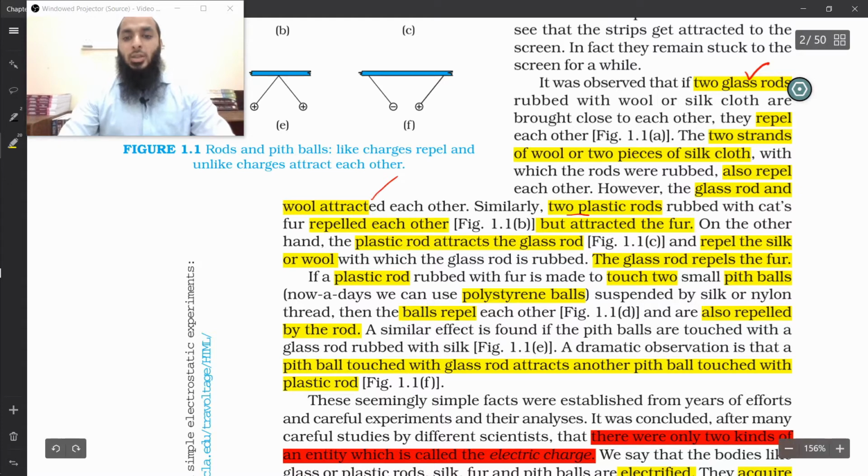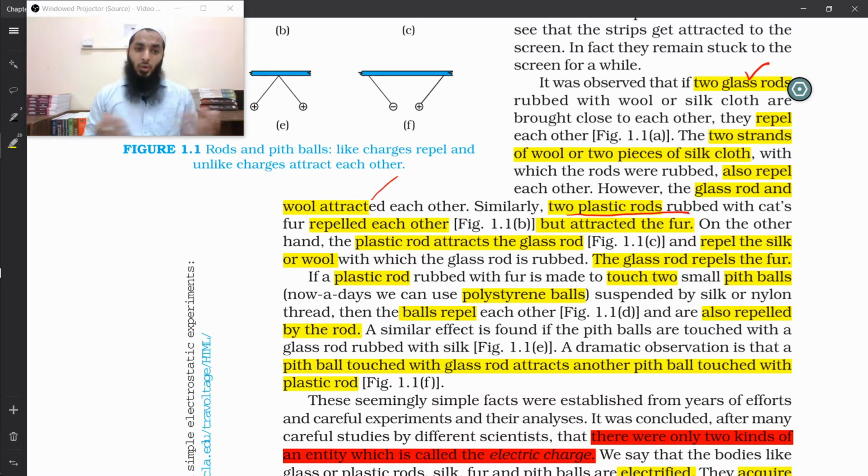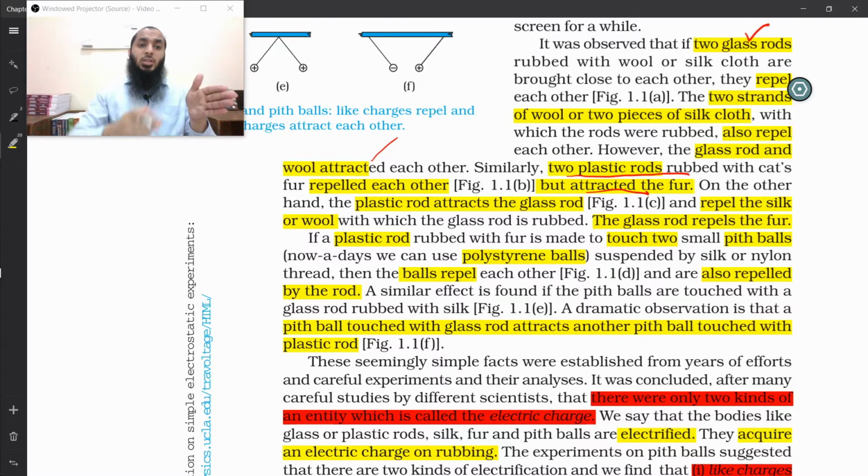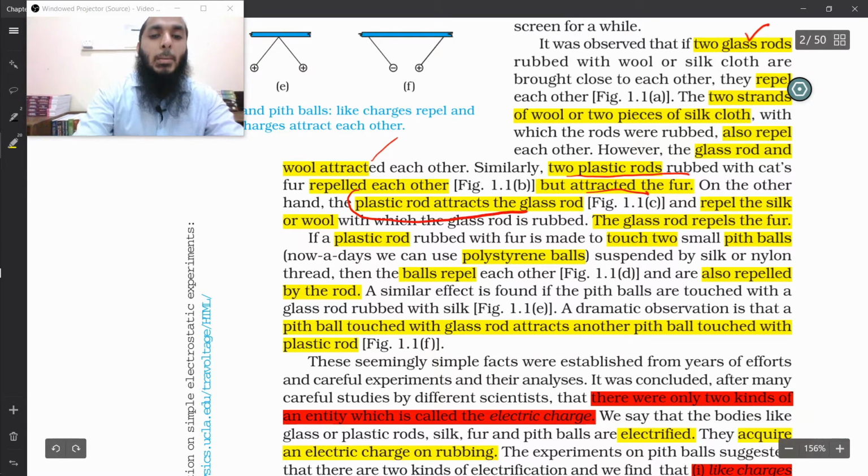Similarly, two plastic rods rubbed with cat's fur repelled each other. Obviously, because they have attained the same kind of charge, they will repel each other. But the rod attracted the fur. Obvious, because plastic attains one charge and the other kind of charge is present on the fur, so they will attract each other. Very good. On the other hand, the plastic rod attracts the glass rod. This is the important point.